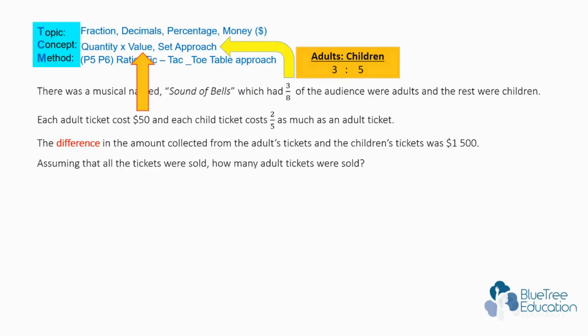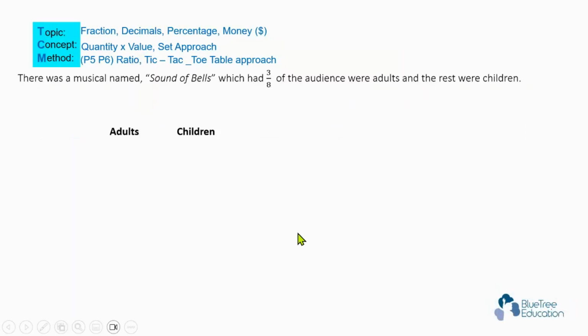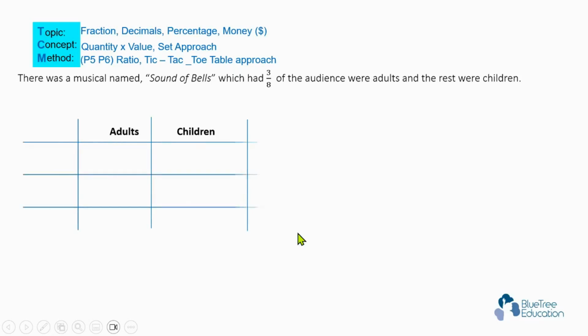And as you read and write, it will eventually lead into the tic-tac-toe approach. Let me show you how. So adults and children, the read and write approach looks like this. You read the statement: there was a musical named Sounds of Bells, which had 3/8 of the audience that were adults and the rest were children. So the thing that you write will be 3:5. Now, common mistake made by children. Parents, you make a guess. What would they write? Yeah, they write 3:8. 8 refers to the audience, the total number of people. So you should write 3:5 and not 3:8.